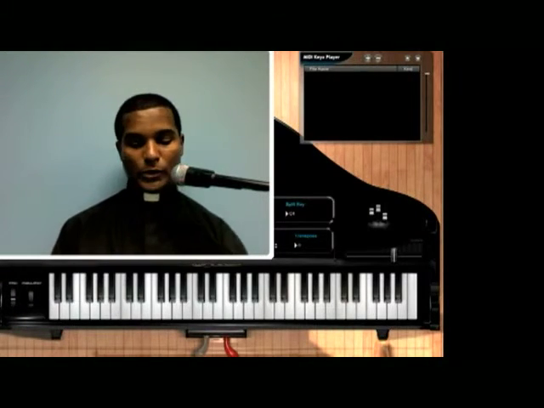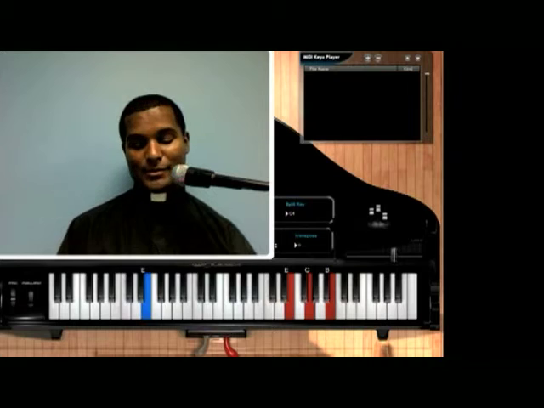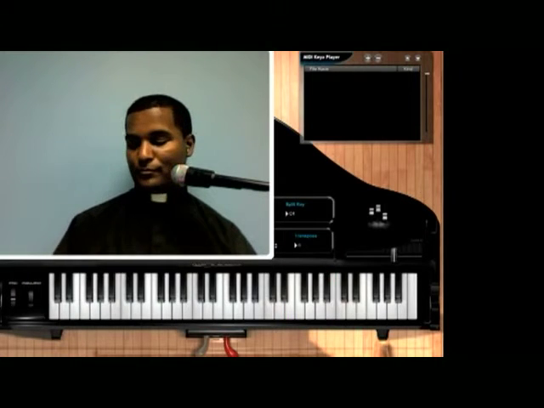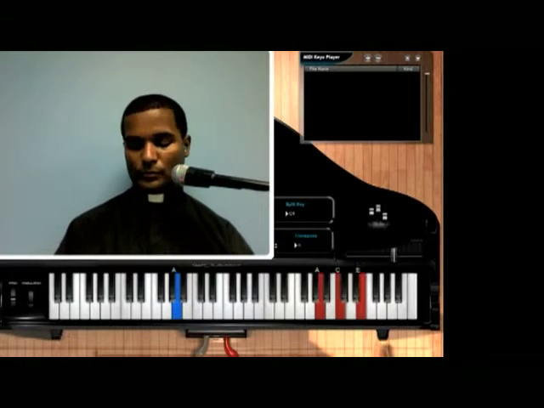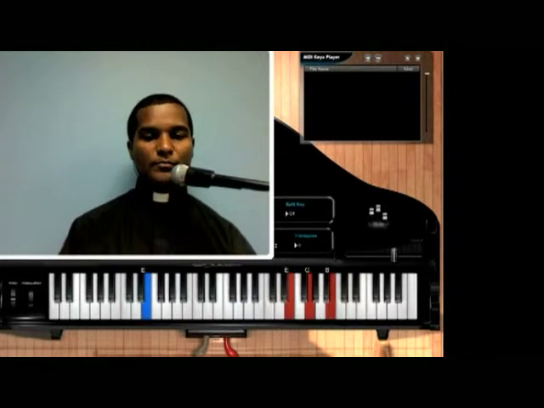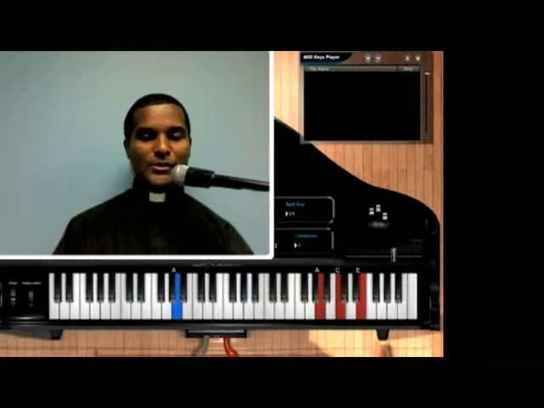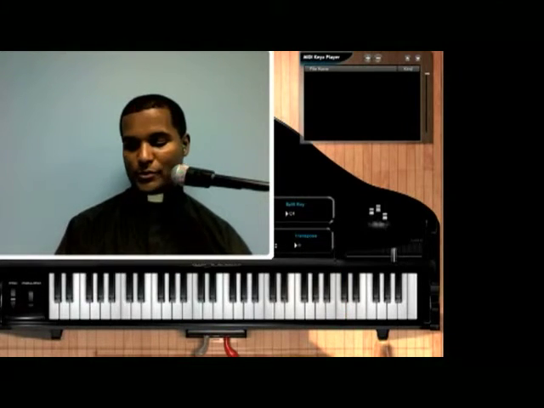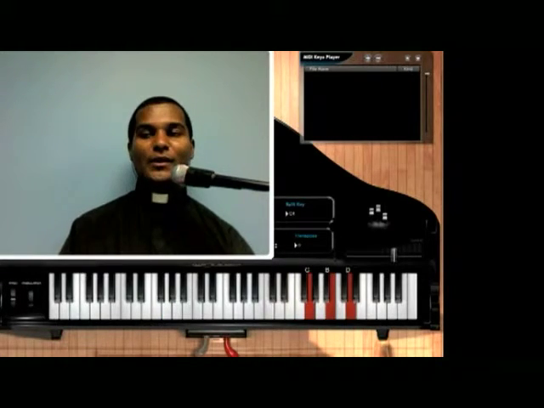Also, you can use a common progression, 3 to the 6. 3 is E minor, which is E, G, B, and 6 is A minor, which is A, C, E. So E, G, B, and the 6, which is A, C, E. 3 to the 6 is another major scale pattern. 2 to the 5 is another common pattern.